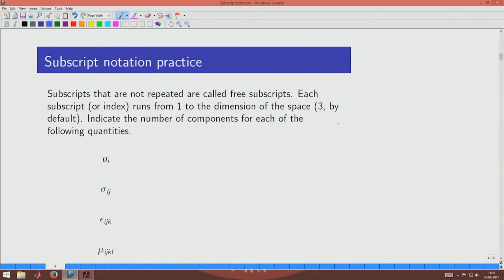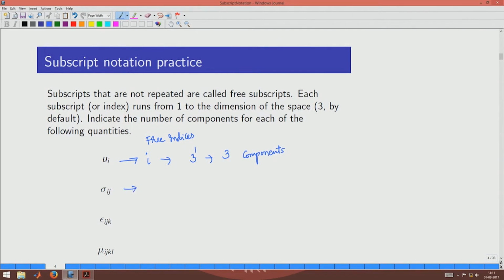So, here we just practice what we have seen till now. Let us say we are restricting ourselves to the 3-dimensional space, and I am asking how many components are there for each of these quantities. The first quantity is ui. Let us indicate the free indices. We have only one free index i, and because it is only one, 3 raised to the power of 1, and therefore, there must be 3 components. So, u is a vector and there are 3 components. Subscript i indicates immediately that there are 3 components.